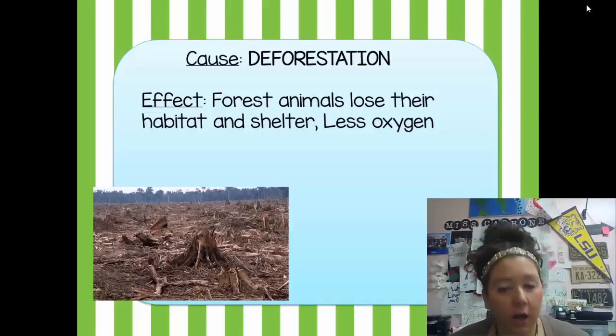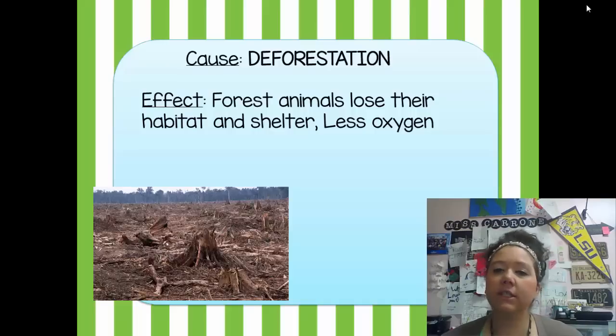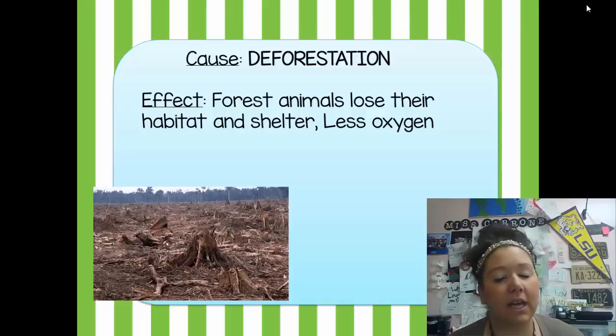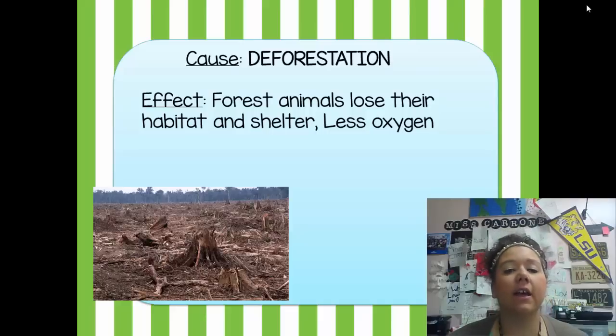Our next cause is going to be what they call deforestation. And deforestation is just a fancy word for when they cut down trees. And the effect can be, of course, that the forest animals are going to lose their habitat and their shelter. And then if we cut down the trees, we are also taking away our oxygen supply.